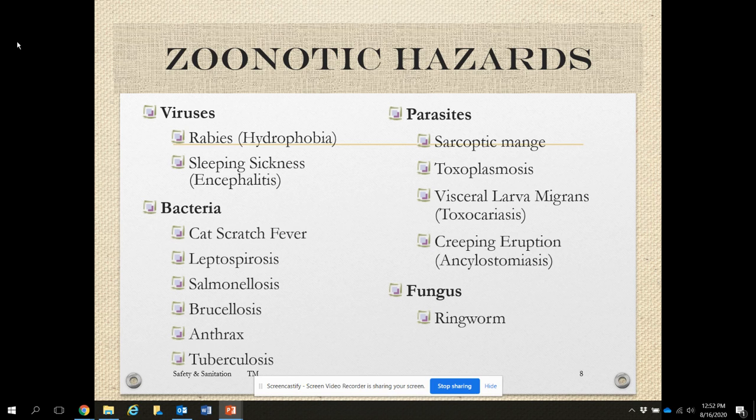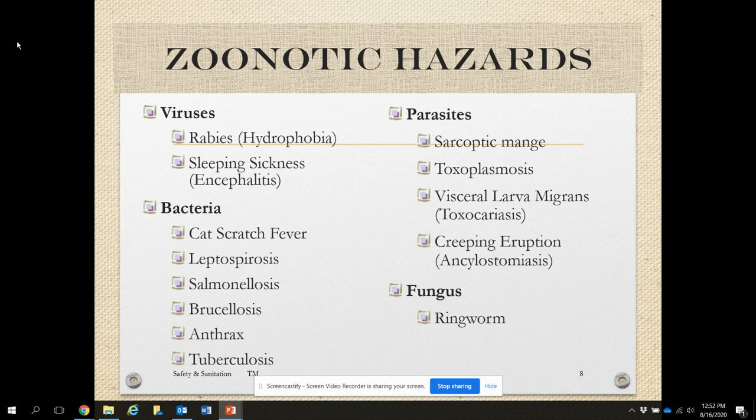There's also visceral larval migrans, which is toxocariasis, and creeping eruption, ancylostomiasis. So lots of letters there, and you will learn how to say those terms. So those are some parasites that can affect people as well.